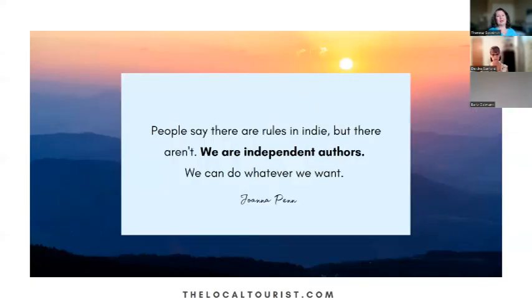Joanna Penn is a creative entrepreneur, a podcaster, and her podcast, The Creative Penn, is one of my favorite things to listen to. And on a recent episode, she said, people say there are rules in indie, but there aren't. We are independent authors. We can do whatever we want. And that is definitely one of the biggest benefits of self-publishing.